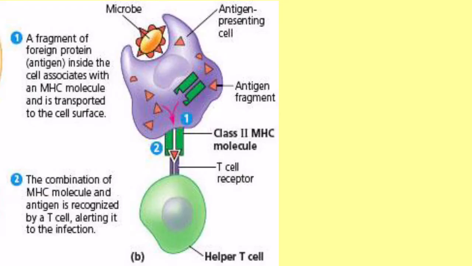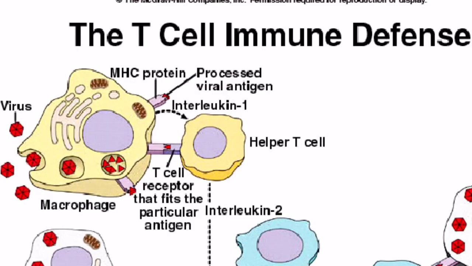If the APC encounters a T cell with the right specificity, the antigen receptor on the T cell binds to the MHC plus antigen fragment. At the same time, an accessory protein called CD4 on the helper T cell surface binds to the class II MHC, which helps keep the two cells joined. The binding promotes the secretion of cytokines called interleukin-1 from the antigen-presenting cells. Interleukin-1 binds to the helper T cell surface receptors.